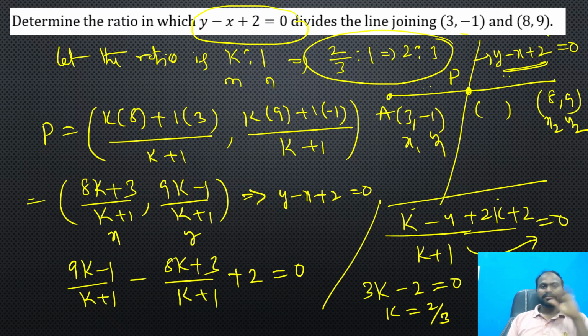Okay, so this is how we can discuss the questions on the section formula. Maybe they will give you internal division or external division. Sometimes they won't give you the ratio; they will ask us to find it. Of course, if the point is given directly, we can equate here and do it. And if they're talking about a line division, this is how we can do it.